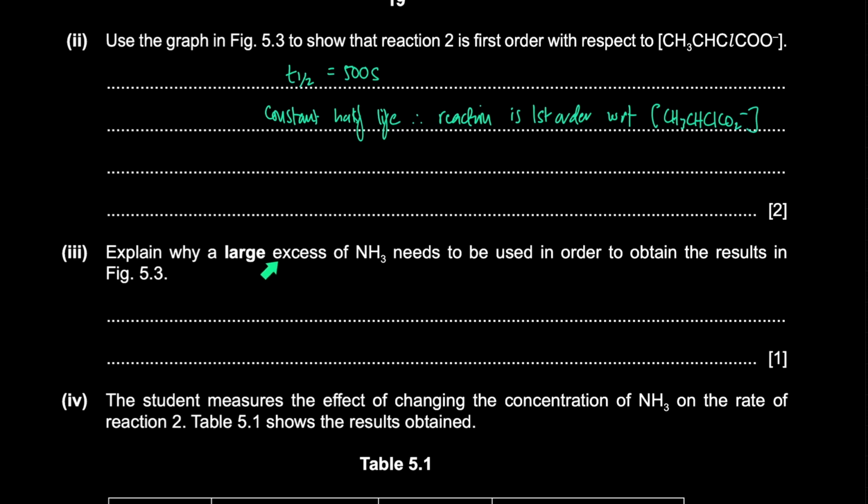Explain why a large excess of NH3 needs to be used in order to obtain the results. The reason we're using a large excess is so that the concentration of NH3 remains relatively constant, so it doesn't affect the reaction itself. It remains relatively constant, therefore it doesn't affect the rate.